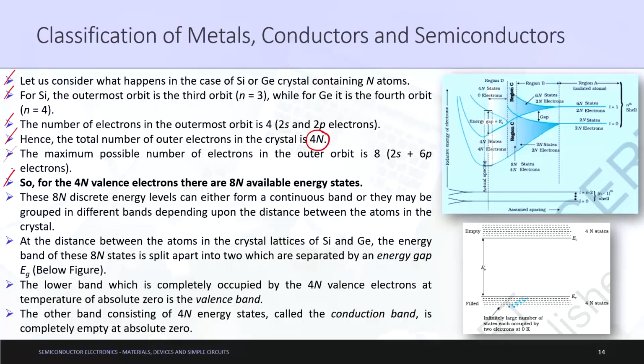Okay. Let us move on with the further discussions now. So, these 8n discrete energy levels can either form a continuous band, or they may be grouped in different bands depending upon the distance between the atoms in the crystal, and this is the complete concept which is involved here. So, what they are trying to say is that energy state, as the name suggests, it is energy state, right.